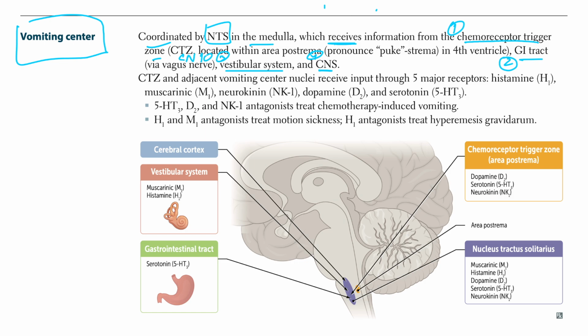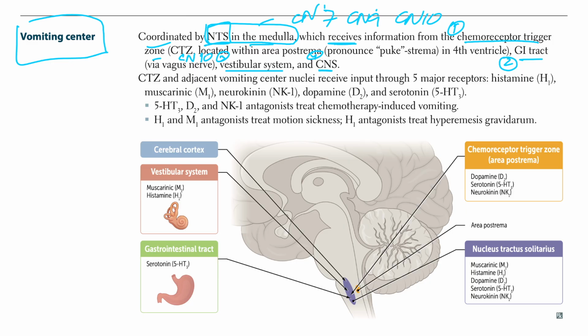This NTS of the medulla, it is the nucleus. NTS of the medulla is the nucleus tractus solitarius of CN7, CN9, and CN10.